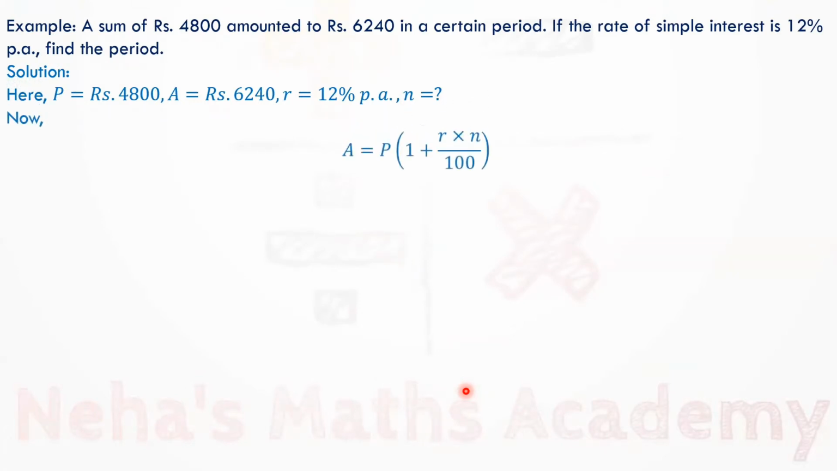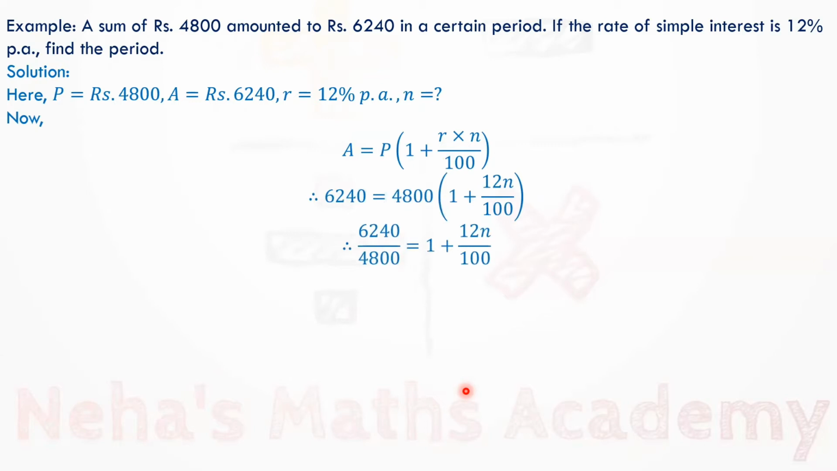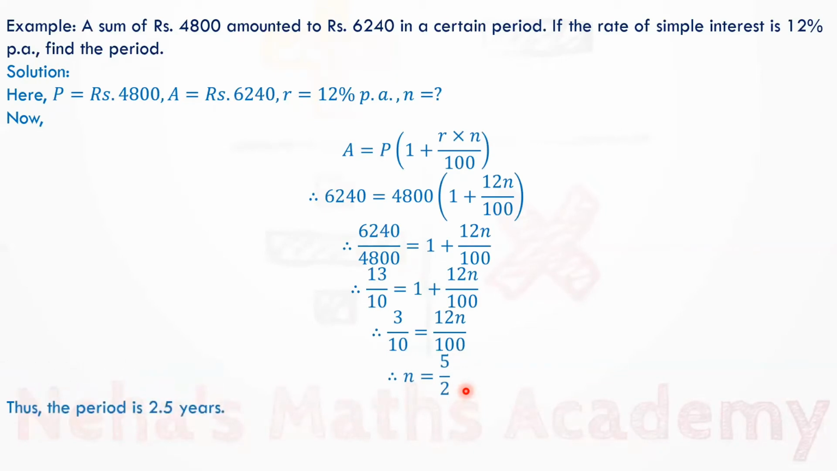Use the formula for amount, that is equal to P plus I, and the formula is P times 1 plus R n upon 100. Just substitute all the values. A is 6240 is equal to 4800 into 1 plus 12 n upon 100. Now simplify this equation and solve for n. By solving it for n, we will get n is equal to 5 upon 2. Therefore, the period is 2.5 years.